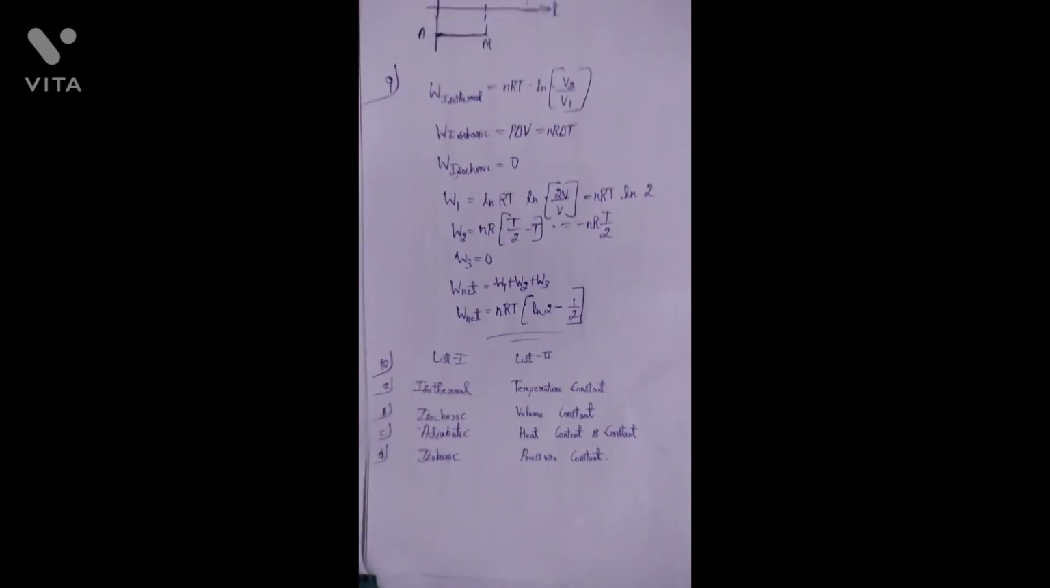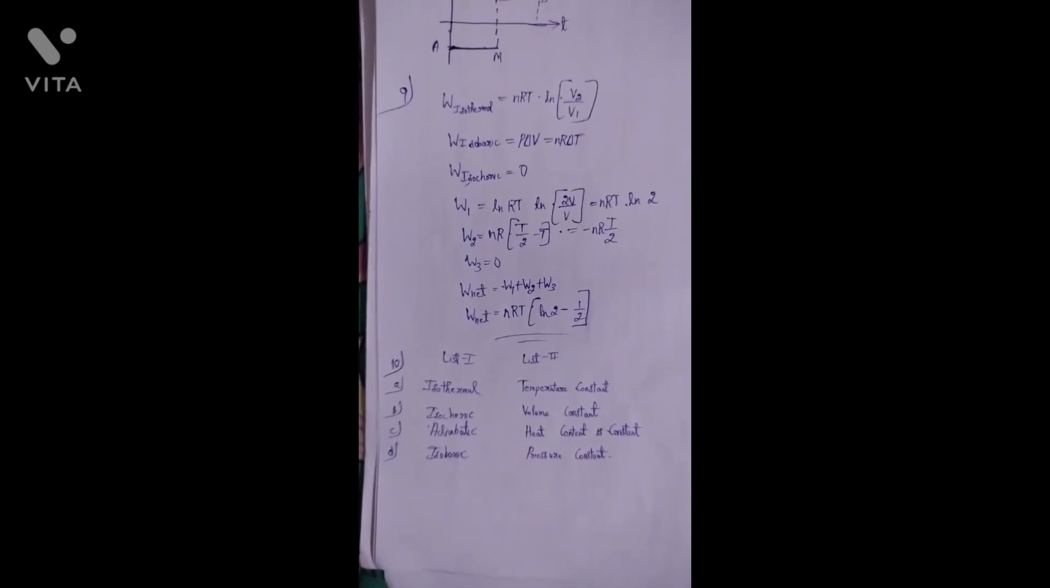So first one is 2. A is 2, B is 3, C is 4, and D is 1. So option D is the correct answer for question number 10. So let us see once again the answer. So here is the answer.